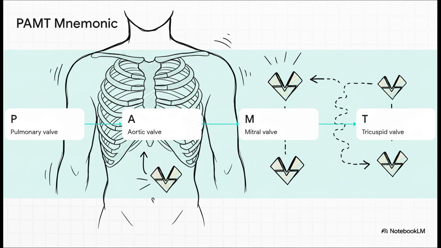Okay, knowing where the 4 heart valves are on the chest is absolutely crucial. But remembering their order from top to bottom can be a pain. Well, it's actually super simple. Just think PAMPed. That's P for pulmonary, A for aortic, M for mitral, and T for tricuspid. It's a really quick way to keep their orientation straight in your head.